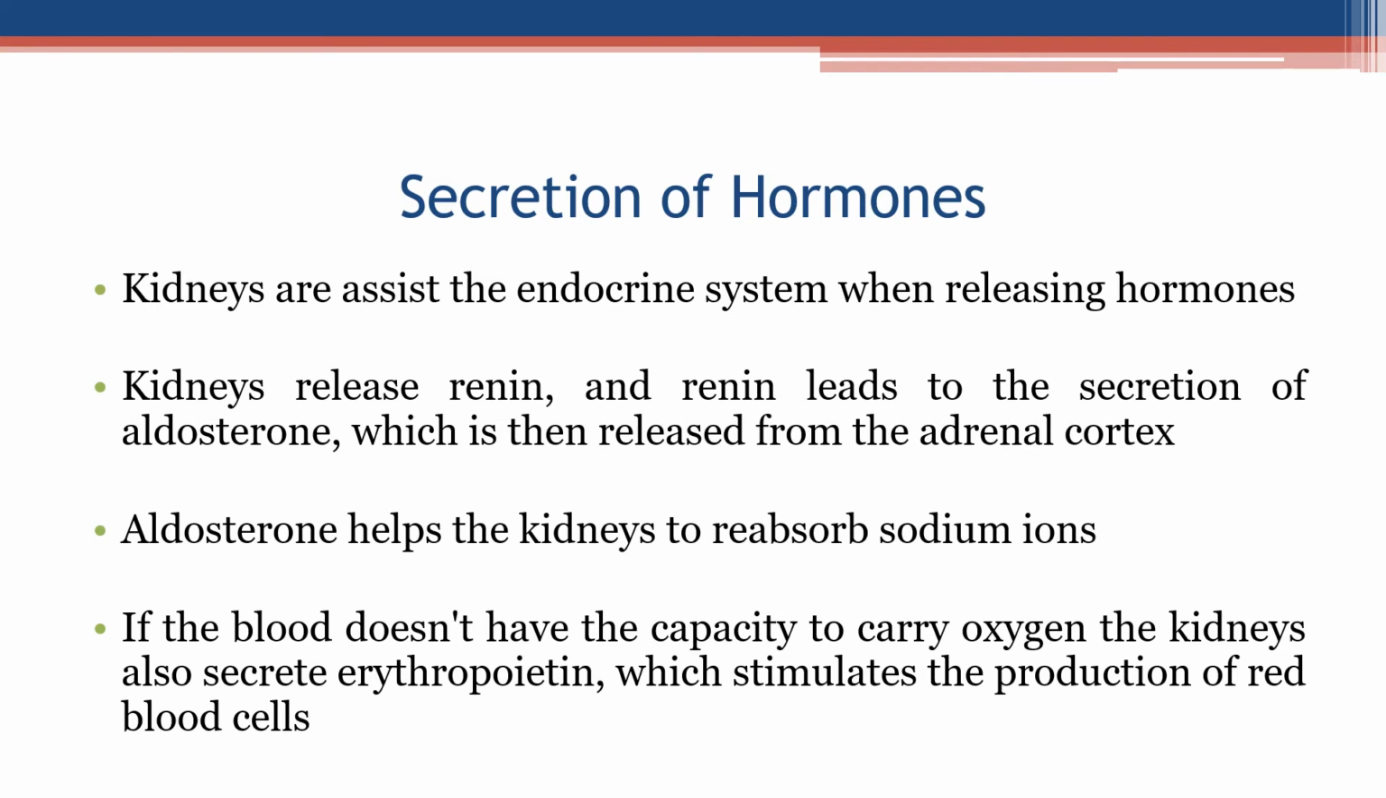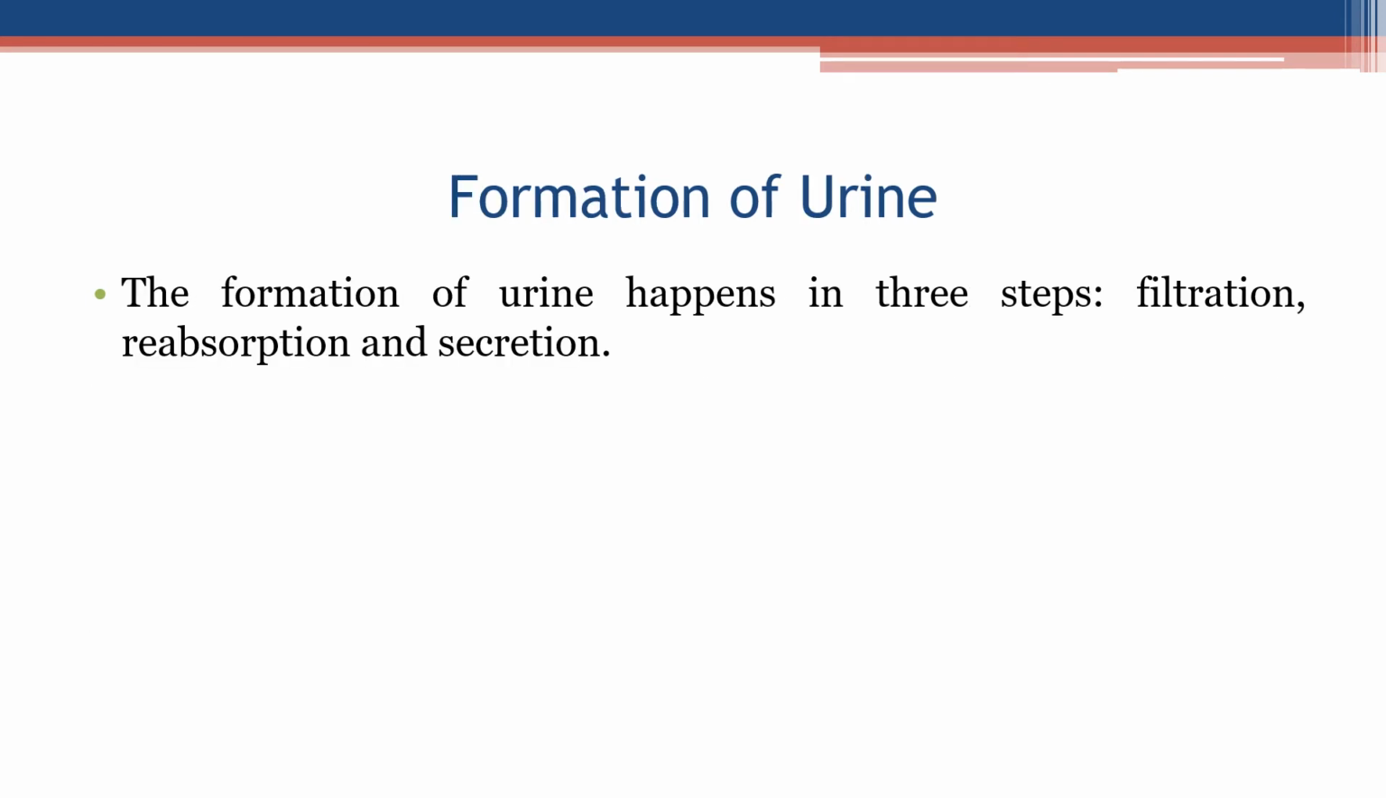Secretion of hormones. Kidneys are assisted by the endocrine system when releasing hormones. Kidneys release renin, and renin leads to the secretion of aldosterone, which is then released from the adrenal cortex. Aldosterone helps the kidneys to reabsorb sodium ions. If the blood doesn't have the capacity to carry oxygen, the kidneys also secrete erythropoietin, which stimulates the production of red blood cells.